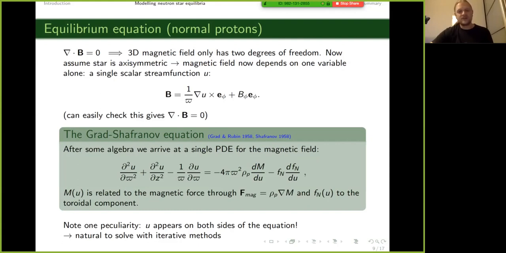The peculiar thing about it is that this U appears on both sides of the equation, which is not what we're used to seeing when solving differential equations. That's a bit problematic, but one natural way to try and solve it is with iterative methods. So you essentially numerically iterate both sides of the equation until you get to a solution where each side agrees with the other one.